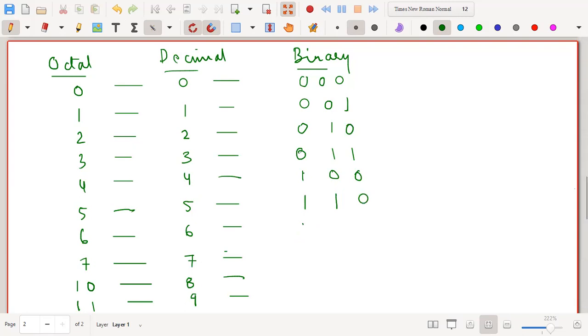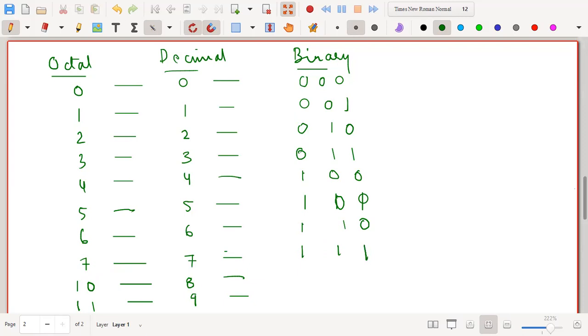Then for 6 it is 1, 1, 0. Now for 7, this is the maximum octal number, that is 1, 1, 1. Now the next octal is 1 and 0.